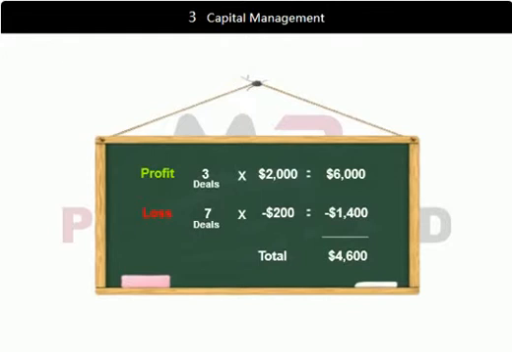Proper capital management is the key to success in the world of trading. It means keeping losses low and taking profits high. So how do you manage your capital properly? I'll explain shortly.